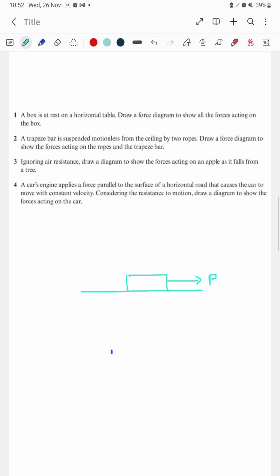Consider the resistance to the motion, because it is a horizontal road and they said there is a resistance to motion. The resistance to motion is always in the opposite direction of the motion. So let's say that force is F. Other than these two, there will be the weight of this car which is acting downwards, and because the car is in contact with the horizontal surface of the road, there will be a normal reaction which is perpendicular, and that is shown by the R.